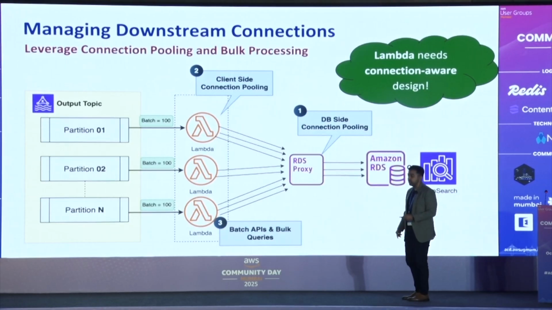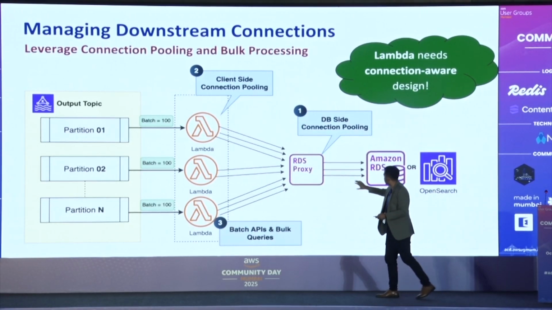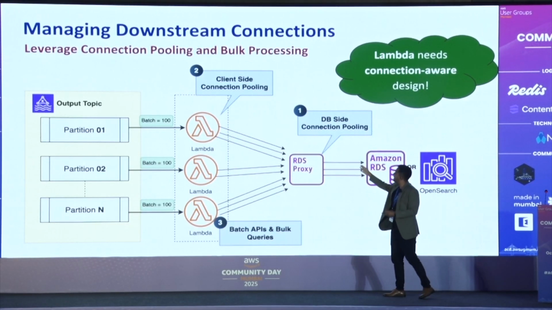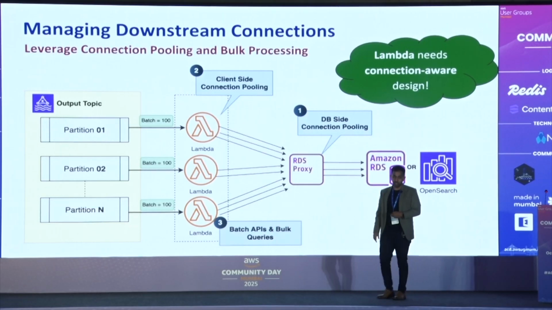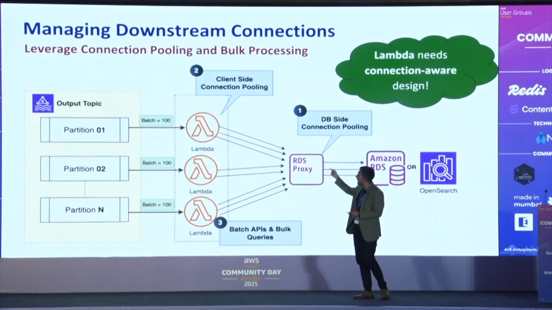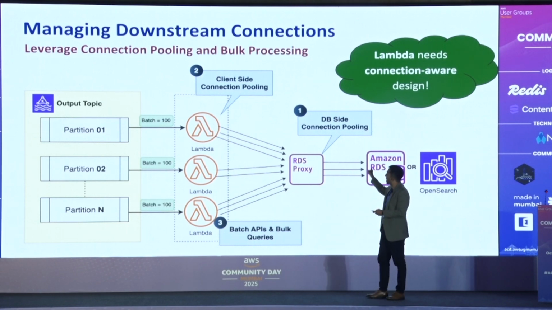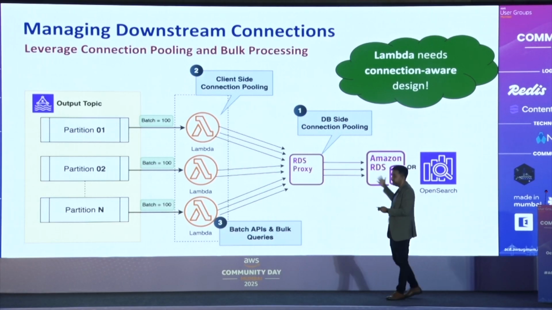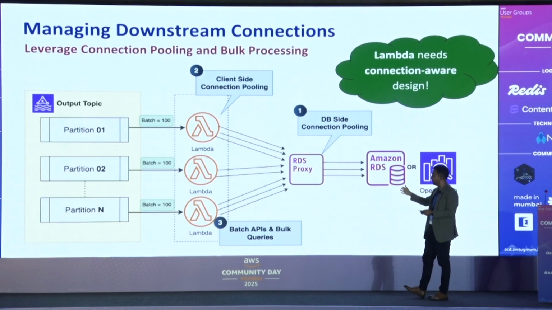So how is it going to help? If you put RDS Proxy in front of RDS, you get that database-side connection pooling. But just that is not enough. Of course, at the database level, it will try to reuse the connection, but at the Lambda level you also have to have some connection pooling going. So you have to make sure your Lambdas are doing connection pooling as well. If you have both of these, there's one other additional option that can really help you with the number of requests.